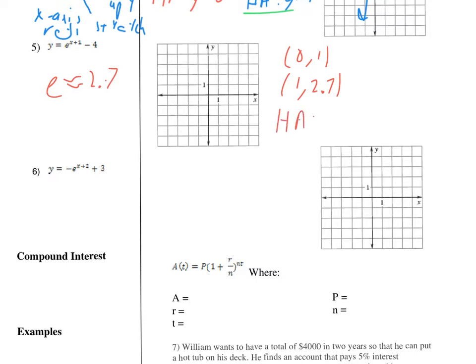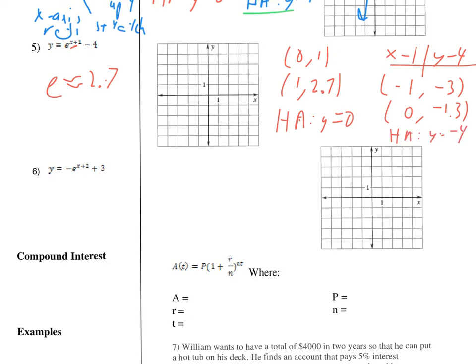Okay, so our horizontal asymptote is at y equals 0 to start. We do have some transformations here. So we have x minus 1 and we have y minus 4. The x's lie up there. All right, so it's going to be -1, -3. This one will be 0, let's see, 2.7 minus 4 would be -1.3. And our horizontal asymptote is going to move down to y equals -4. So -4 is down here.